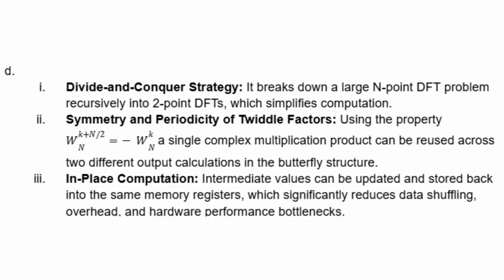For question D, there are three reasons why the radix-2 FFT is much faster. First, it uses a divide and conquer strategy to split a large DFT into smaller ones. Second, it exploits the symmetry and periodicity of the twiddle factors, allowing repeated calculations to be reused. Finally, it performs in-place computation, reducing both memory usage and computational overhead.